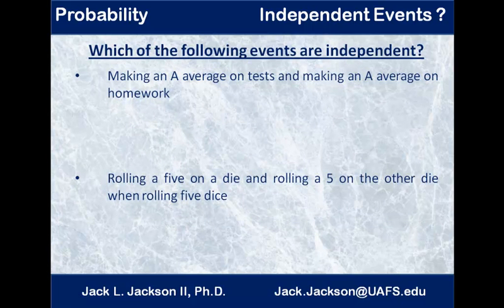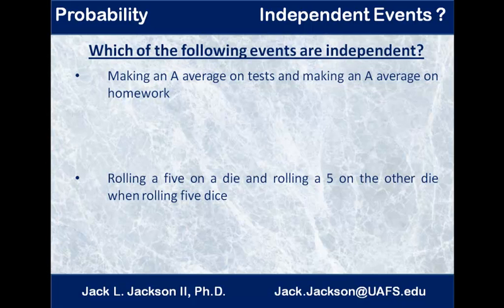Which of these events are independent? Making an A average on tests and making an A average on homework in this course. Or, another one, rolling a 5 on a die and rolling a 5 on another die when you're rolling a pair of dice or maybe 5 dice. Take 2 particular dice and see rolling a 5 on one and rolling a 5 on the other. Think this over and come back in a second. Press pause now.